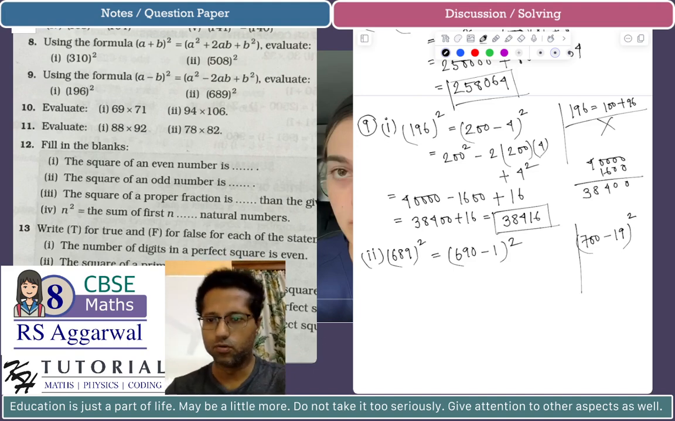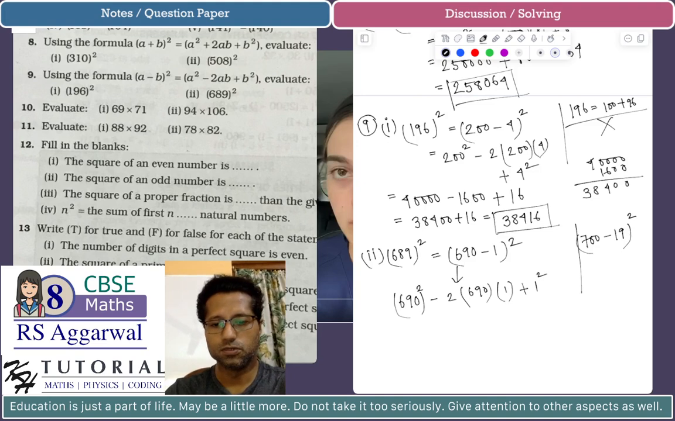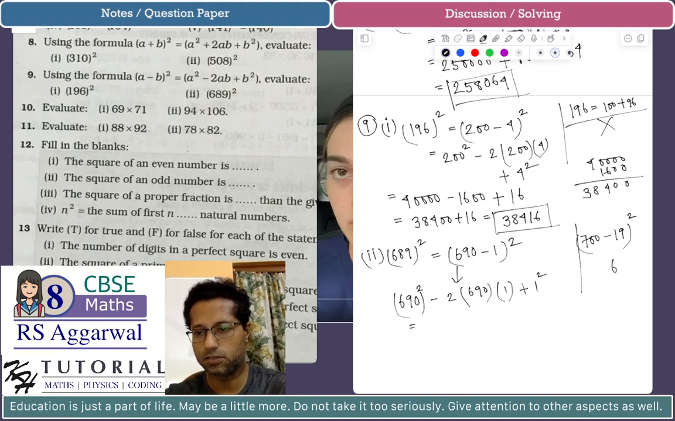Well, I think in both cases we have to do a little bit of computation. No one is better. Is there any other choice we can think of? I will go with this one. So this is equal to 690 square minus 2 into 690 multiplied by 1 plus 1 square. So we have to find 69 square.